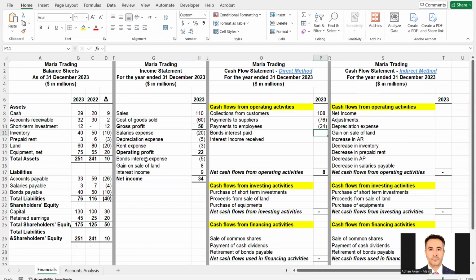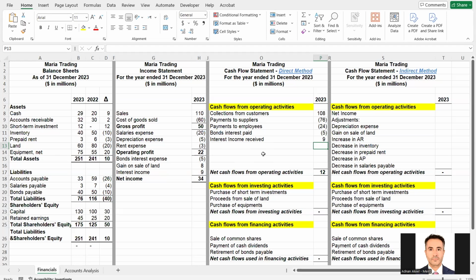The income statement is telling me that there was bond interest expense. So on the bonds that we are holding, we have paid interest of 5. As long as I don't see any unpaid interest here, it is basically assumed that it was fully paid. So bond interest paid equals the bond interest expense from the P&L itself. Similarly, interest income of 9 is assumed to be fully received because I don't have any interest income receivable. So the interest income received is the actual interest income disclosed in the income statement.